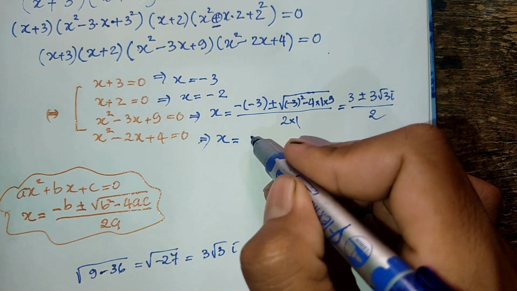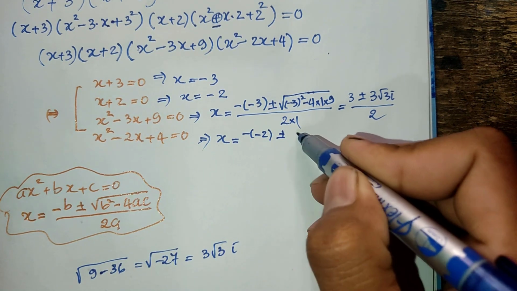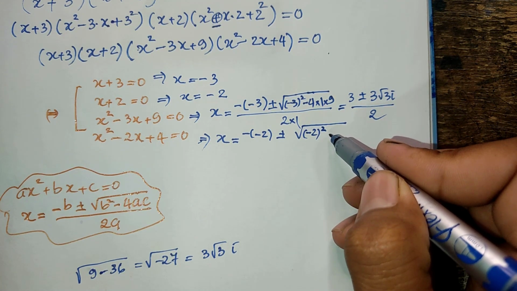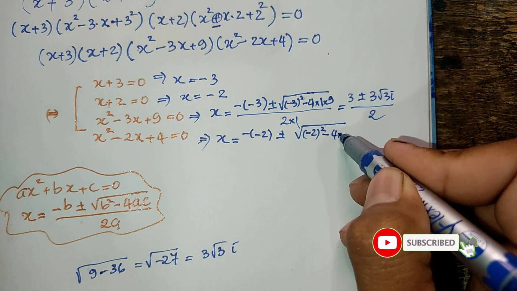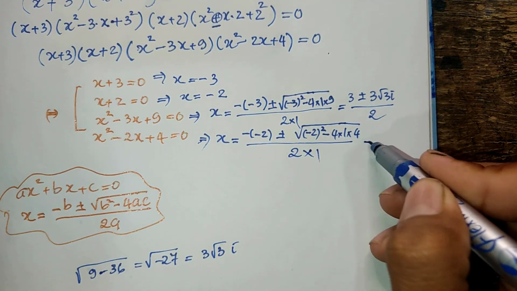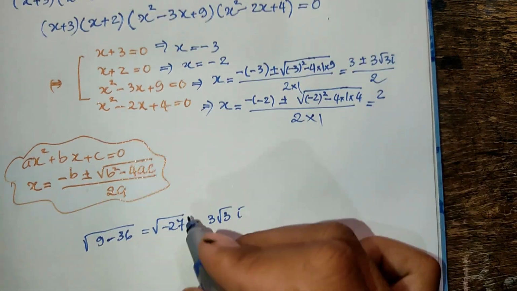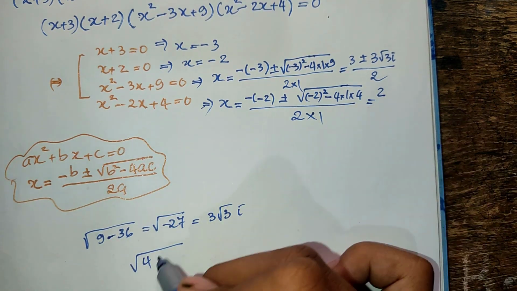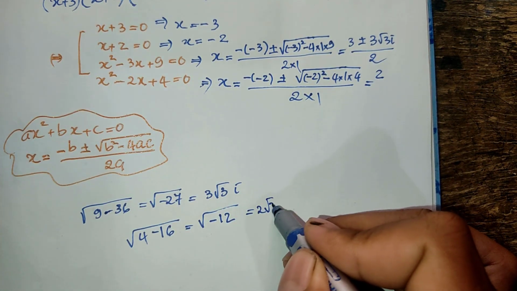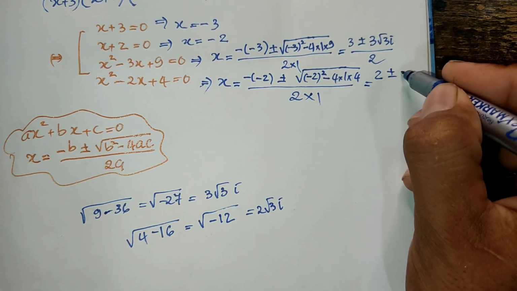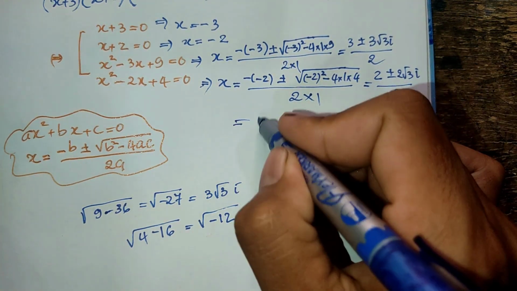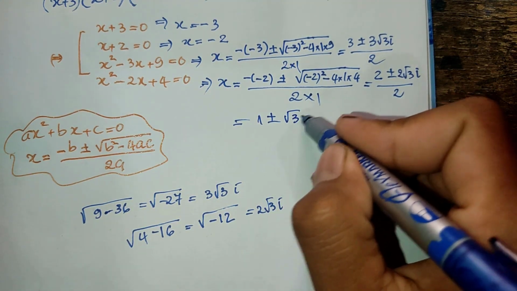Also, for the second quadratic we get h equals minus minus 2 plus or minus the square root of minus 2 squared minus 4 times 1 times 4, divided by 2 times 1. That equals the square root of 4 minus 16, which is minus 12, equal to 2 square root of 3 i. So we get plus or minus 2 square root of 3 i divided by 2, and simplifying, we get 1 plus or minus square root of 3 i.